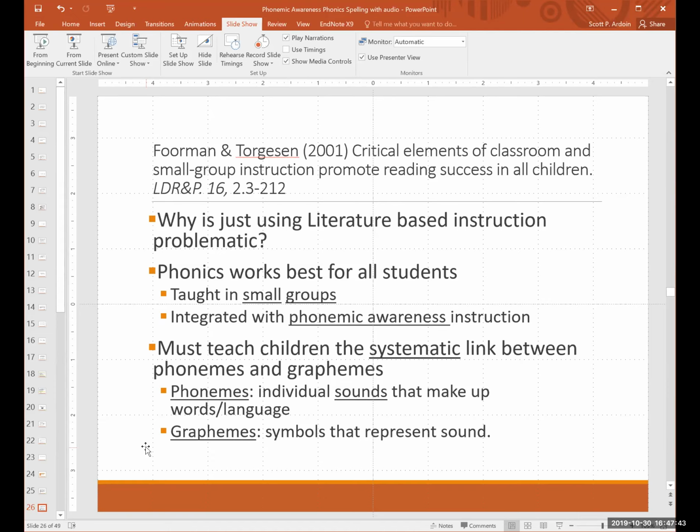Foreman and Torgerson emphasized the need to teach children the systematic link between phonemes and graphemes. For example, we must explicitly teach that the M in map makes the same phoneme as in the word mop and vice versa. Explicitly teaching students phonics in this manner promotes generalization of the skills being taught, as opposed to just hoping that they will figure it out on their own.